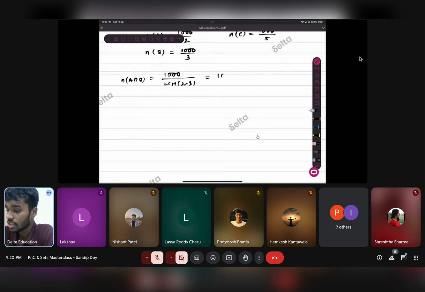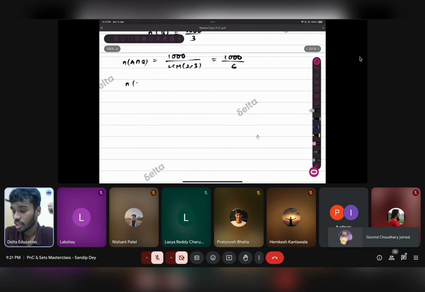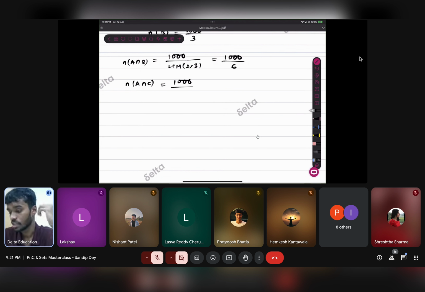So these many numbers will be divisible by 6. That is, they belong to A intersection B. Then I also want to find out how many numbers belong to A intersection C. For that, I will have to do 1,000 divided by LCM of 2 and 5. That will be 1,000 divided by 10.